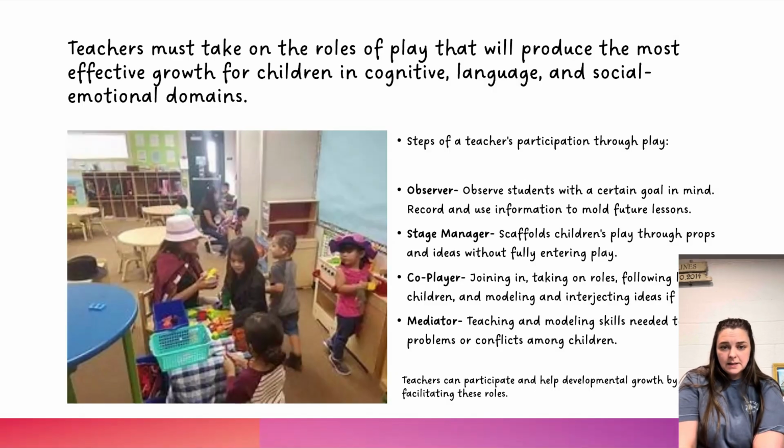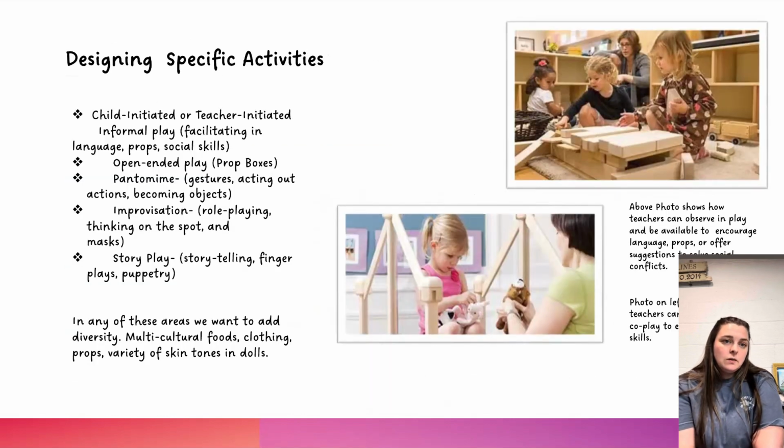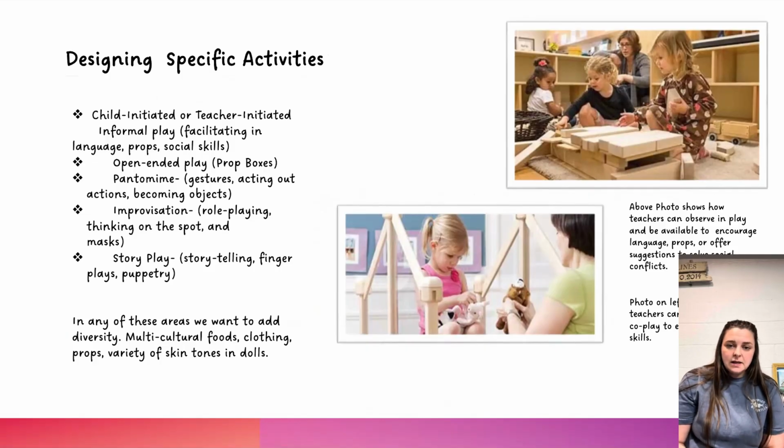Designing specific activities would be thinking about the different ways between child-initiated and teacher-initiated. So informal play might be more child-initiated, where the teacher is there to facilitate those needs. Open-ended play would be more like the prop boxes, giving them the ideas and the objects and seeing what they create with their imagination during that play. Pantomime would be more gesturing, acting out actions. What I think of is more like toddlers. You might show them acting out brushing their teeth, combing hair, raking leaves, things like that.